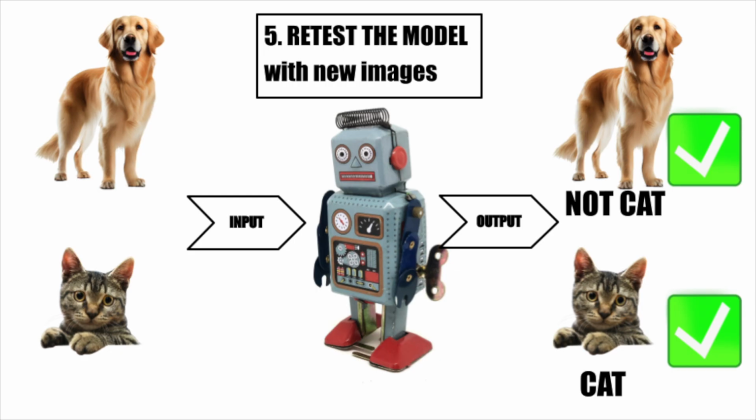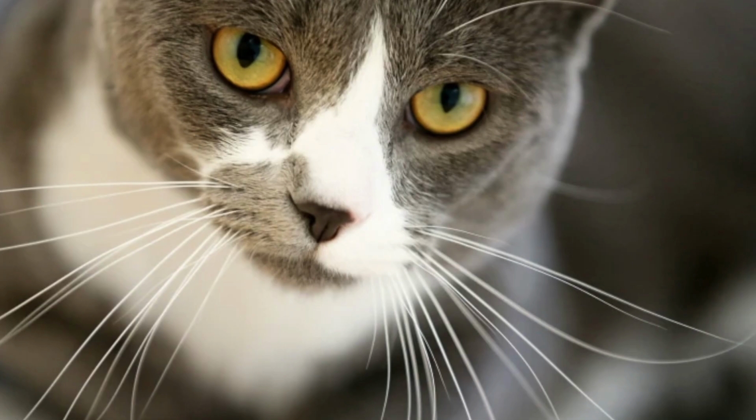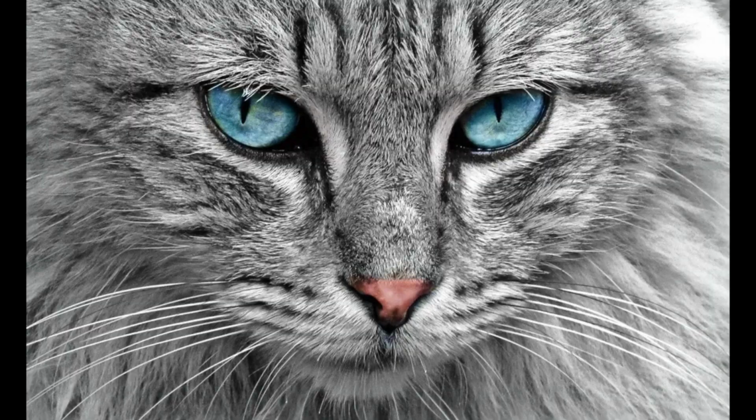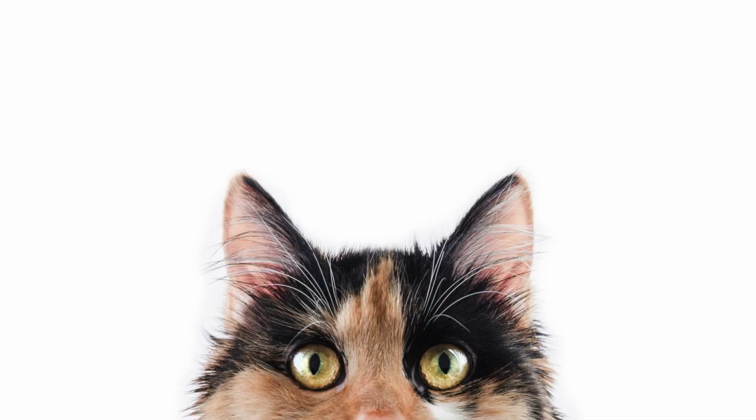What's next? Well, we retest the machine by showing it more unlabeled images and asking it to tell us which ones are cats. Depending upon how well it does, we'll repeat the process and do it again until it can reliably determine that a cat is a cat.